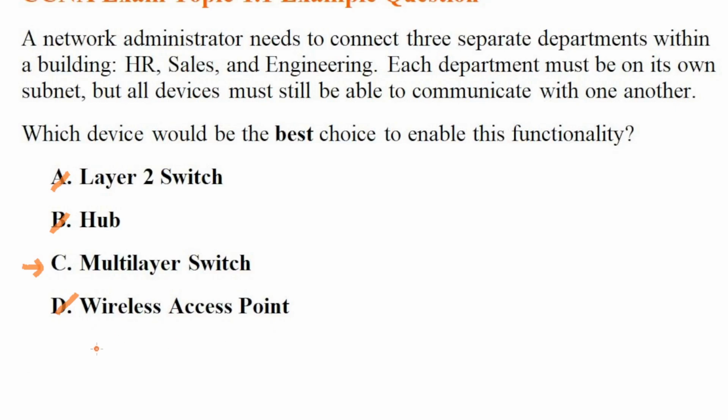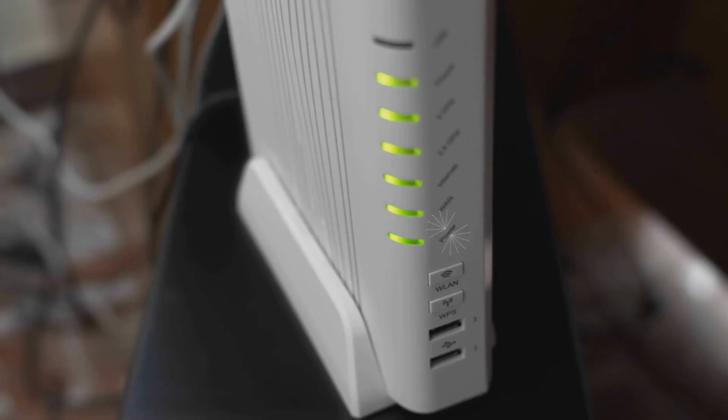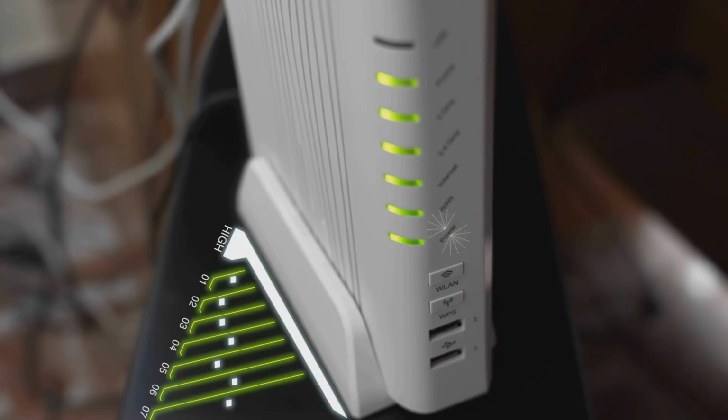Let's wrap up our look at CCNA Topic 1.1 Network Components, the building blocks that make up modern networks. We started with routers, the workhorses of the internet, which connect different networks and forward data between them, making sure traffic takes the most efficient path. They are the gatekeepers of your network, directing traffic to its intended destination. Routers are essential for internet connectivity and inter-network communication.